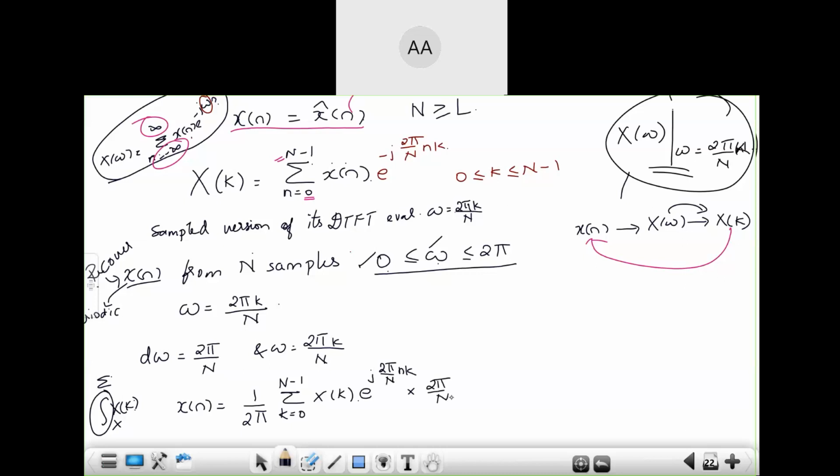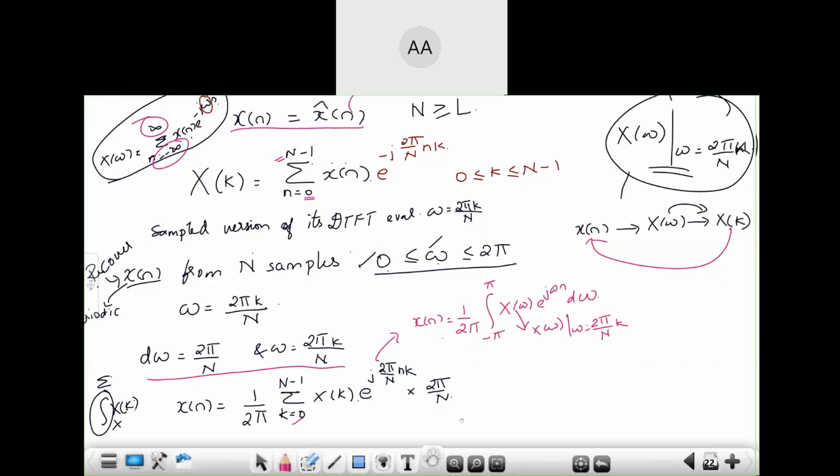If you are getting confused here, I'll rewrite the earlier equation. Your x of n initially is 1 by 2 pi integral, continuous because this is continuous, right? Minus pi to pi, you had restricted it, X of omega e power j omega n d omega. So in this equation you are doing these changes. And because you have discretized this X of omega, you have evaluated at omega equal to 2 pi by N into k values, you have sampled it, this becomes summation. Hope you have got it.